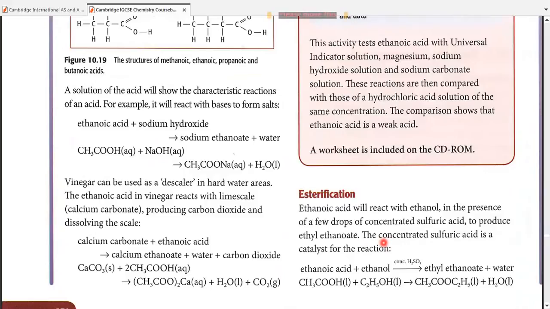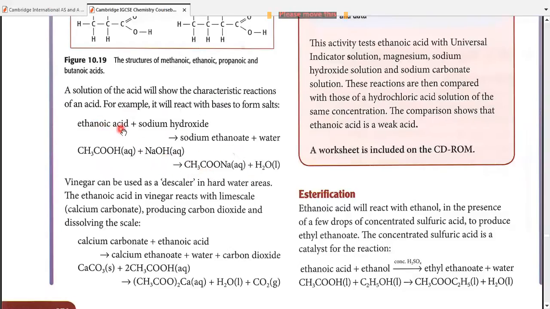उसमें हमने 3 characteristic reactions of acids study किए थे, ठीक है। Those reactions were, number 1, when an acid reacts with an alkali, it forms salt and water. उसकी example सबसे पहला reaction है यहाँ पर. Take a look. An acid can react with a base to form salt and water. So ethanoic acid plus sodium hydroxide gives us sodium ethanoate.